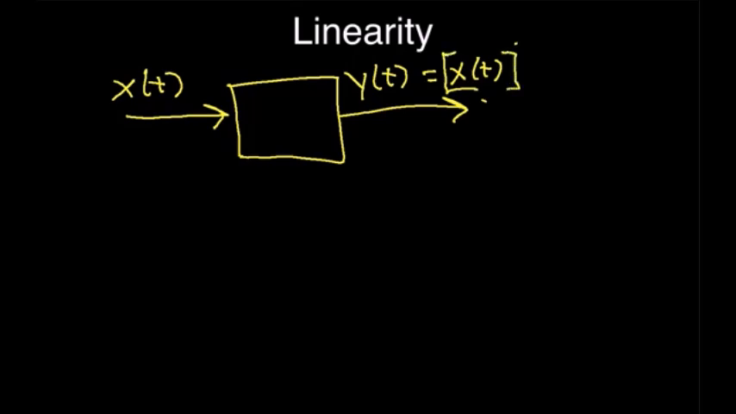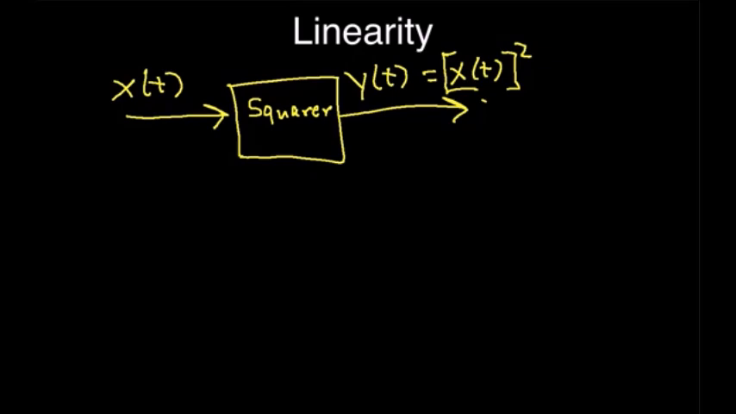I got so excited when I said squared, I was going to draw a square around it. Okay, so this is sometimes called a squarer, for obvious reasons. And the question we would like to ask now is, is this system linear? In order to determine if it's linear, we have to determine if it is homogeneous and if it is additive. So we'll start with homogeneity.